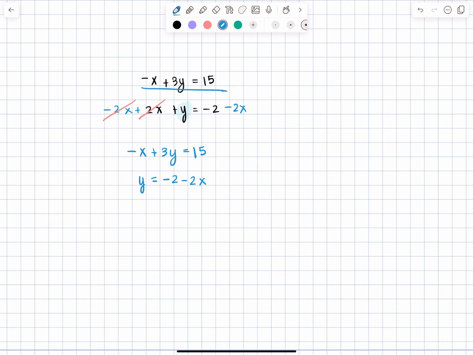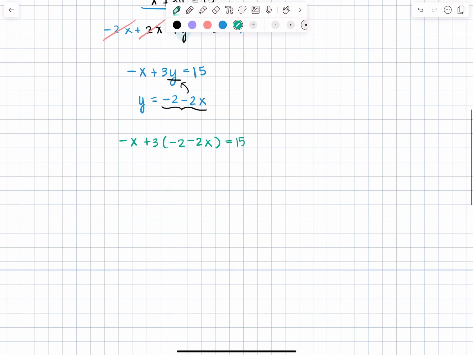Perfect. Now that we know what y equals, we can plug this part into this part of the function on top. So now we would have negative x plus 3 times the whole thing. We're not just doing 3 times negative 2. We're multiplying by the whole thing, minus 2x. So we're going to use parentheses. So negative x plus 3 times negative 2 minus 2x equals 15. Now that we have only one variable, we can solve for x.